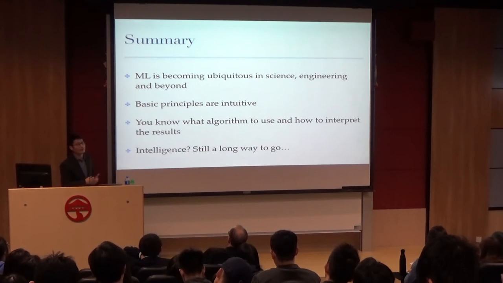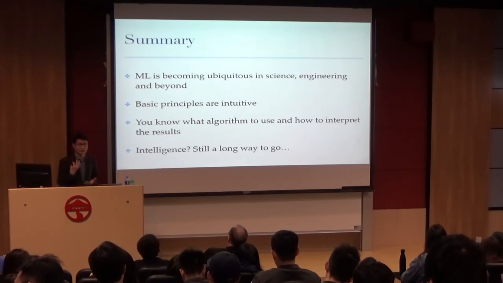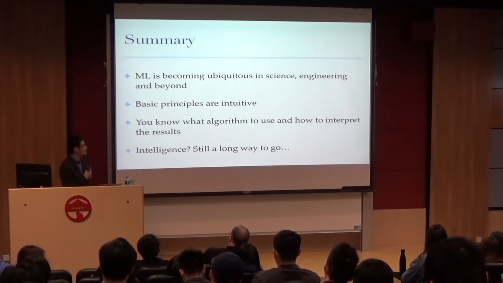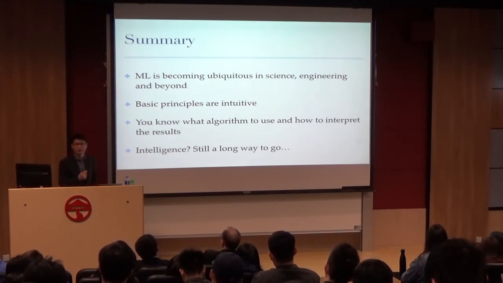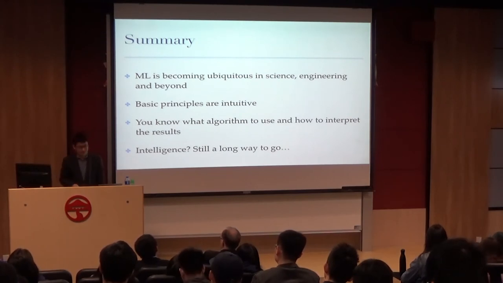And I hope that in this talk, you can see the basic intuition behind the different machine learning tasks and different machine learning algorithms. You know how to interpret the results, and you know what method you can use if you have a problem. And still, if you want to really achieve intelligence of the machines, there's still a long way to go. So a lot of people are still thinking about how to really understand intelligence and how to give machines this ability. Thank you very much.